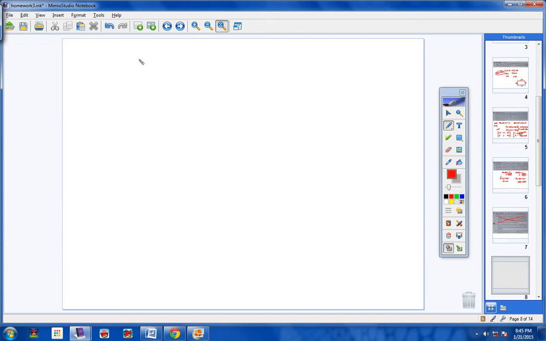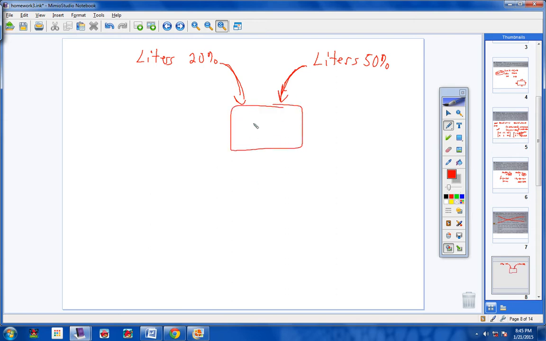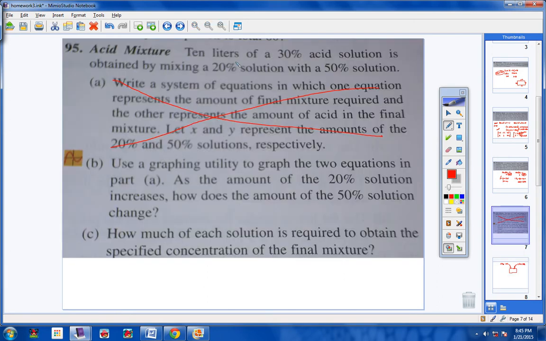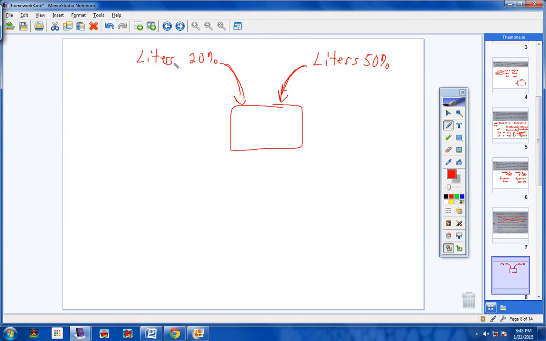I've got my liters of my what solution? 20%. And I've got my liters of my what solution? 50%. Got it? And I'm gonna pour all of that into a big container. Got it? And I want my big container to be what? Let's go back and look. I want to have 10 liters. That's 30% acid. So I'm going to pour some 20% in, some 50% in when I'm all done.